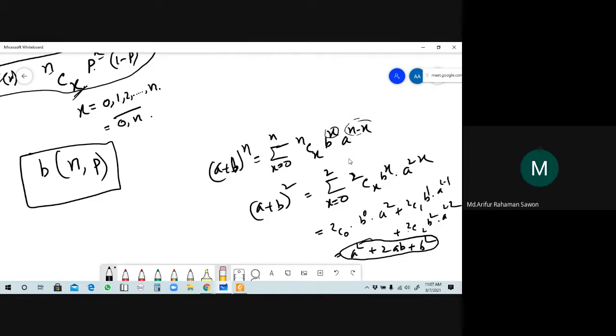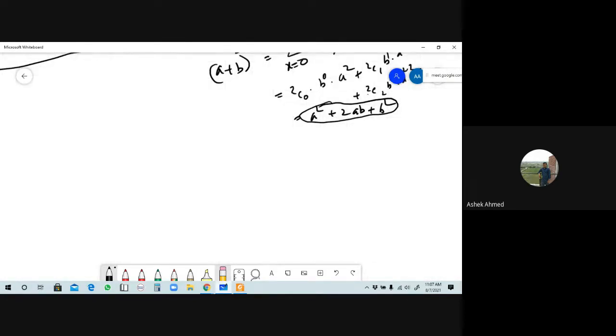Yes, sir. You can derive any power's formula from this expansion.